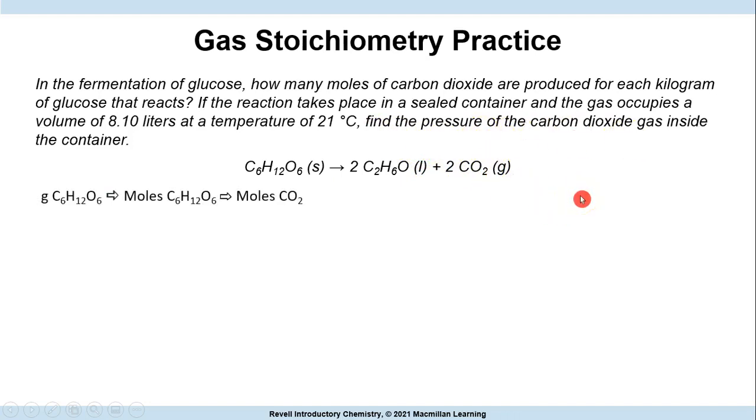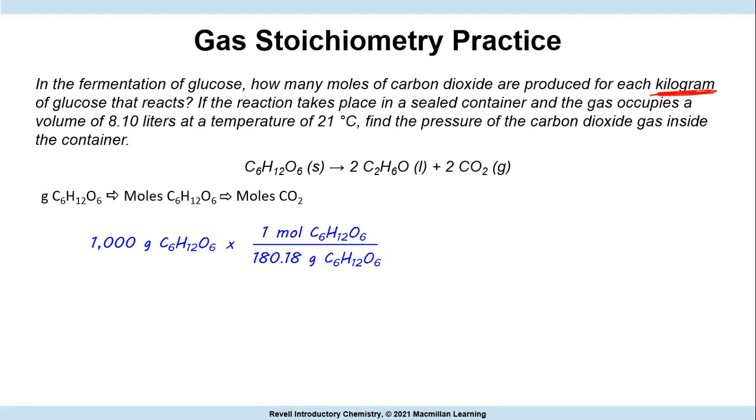Now let's start. We are moving from grams of glucose to moles of glucose, and from moles of glucose to moles of carbon dioxide. Remember here that you are given a kilogram of glucose, so we have to convert that kilogram first to grams. A kilogram is equivalent to 1000 grams. So 1000 grams of glucose, we have to convert to moles of glucose. We multiply by the conversion factor. We know that 1 mole of glucose is equivalent to 180 grams of glucose.